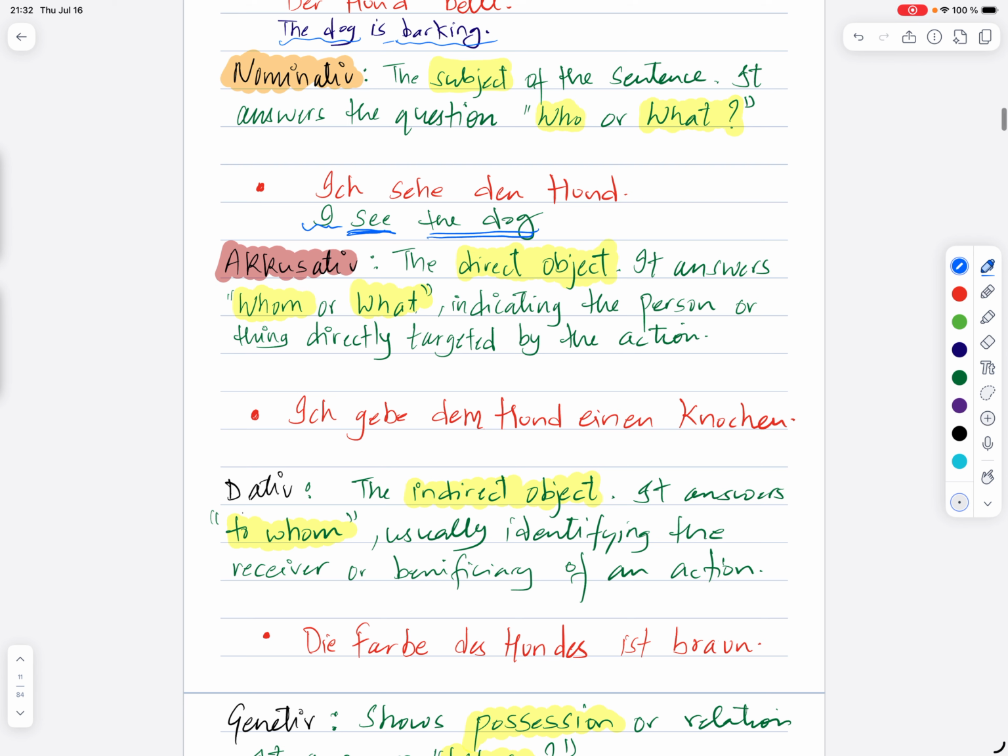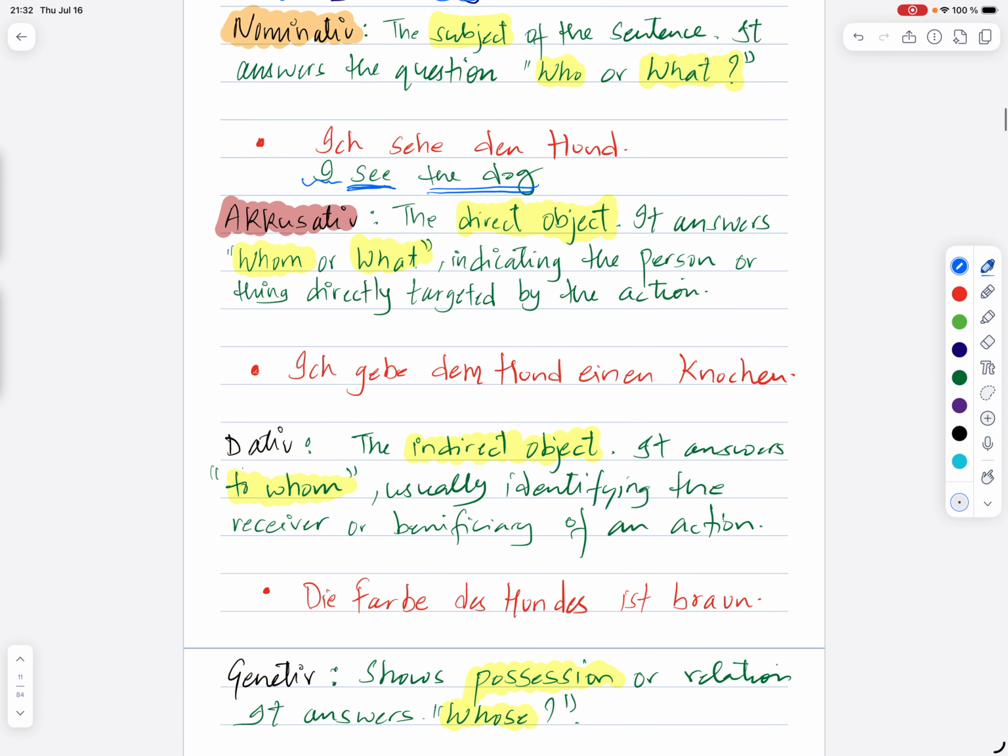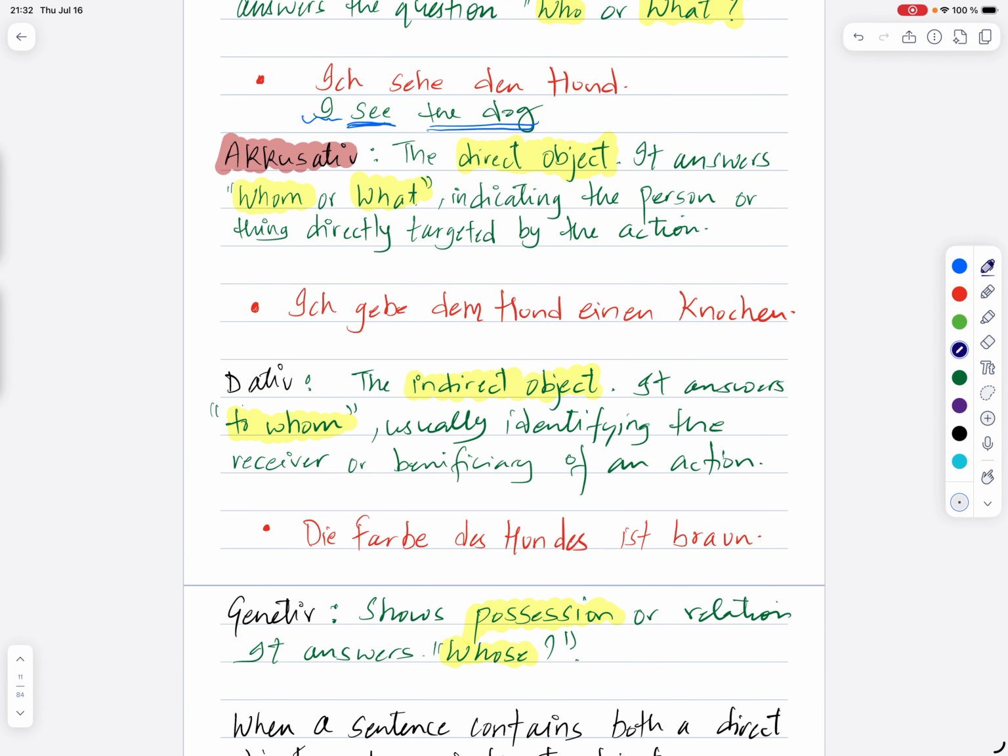Now, in the same or a similar kind of sentence, we can also have two objects. If both the objects are things, then they will be in accusative, or if both the objects are persons, then they can also be in accusative. But if one object is a thing and the other object is a person, then the situation is different. For example, in this sentence: ich gebe dem Hund einen Knochen.